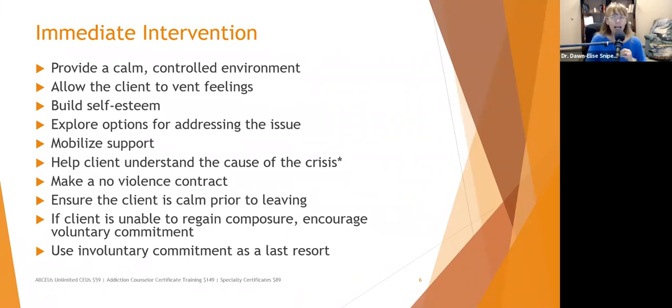If the client is unable to regain composure, encourage voluntary commitment. Sometimes that's not going to work either. They're not going to want to go to the hospital. And involuntary commitment may be a last resort.